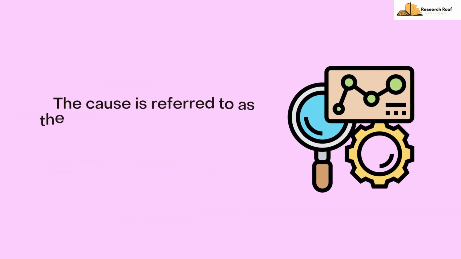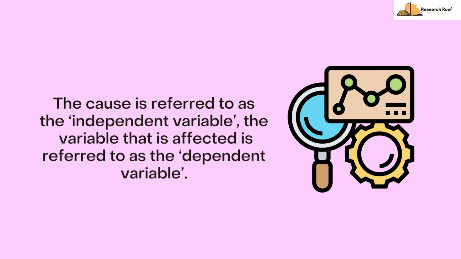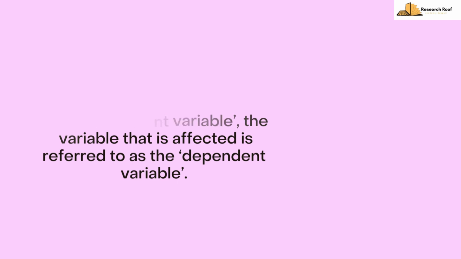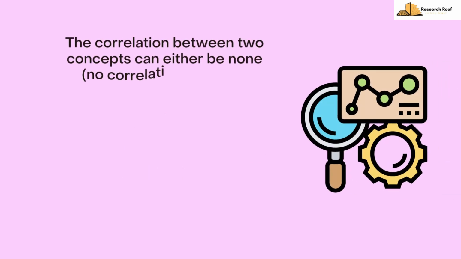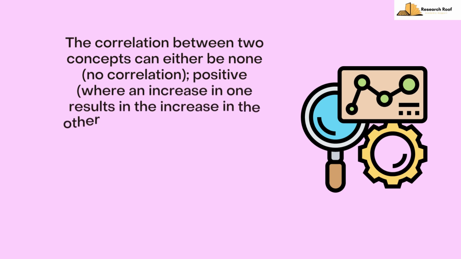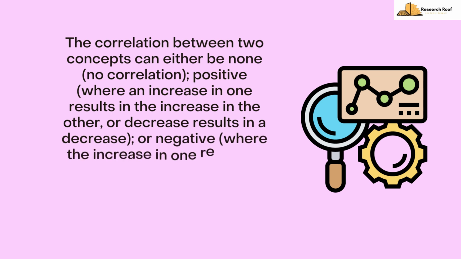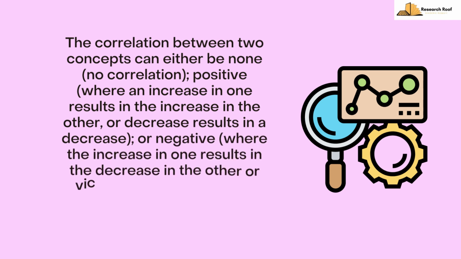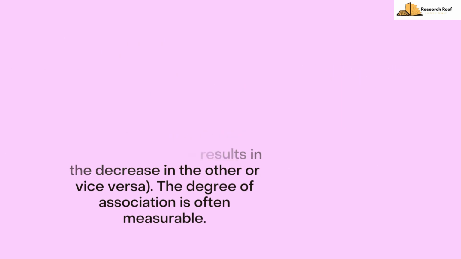The cause is referred to as the independent variable, the variable that is affected is referred to as the dependent variable. The correlation between two concepts can either be none, no correlation. Positive, where an increase in one results in the increase in the other, or a decrease results in a decrease. Or negative, where the increase in one results in the decrease in the other, or vice versa. The degree of association is often measurable.